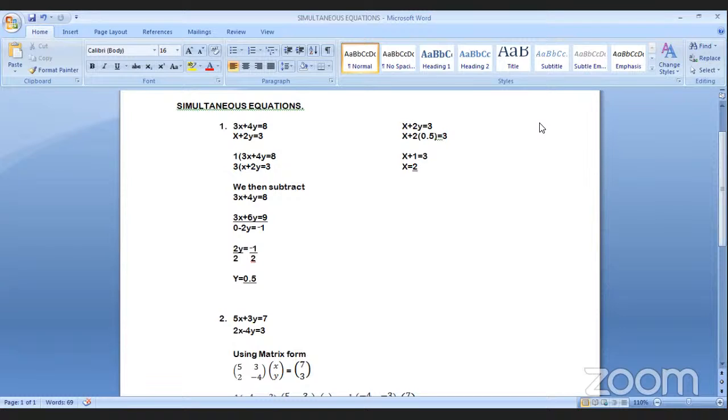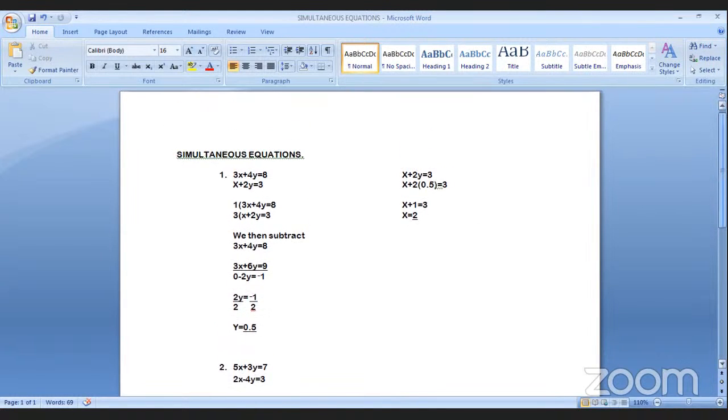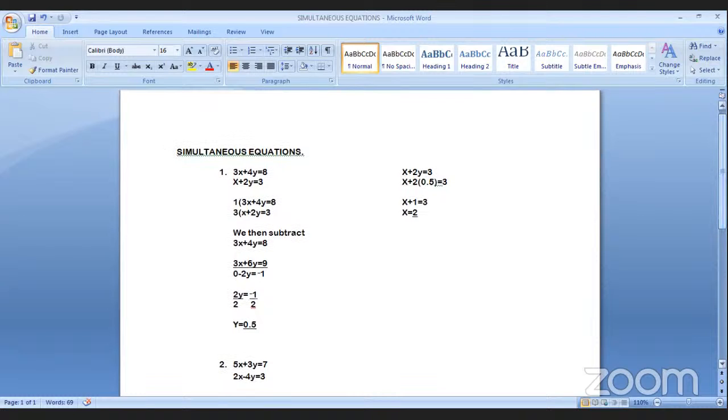Is that okay? Yes, let us try and substitute and see. 3 times 2, that is 6. Then 4 times 0.5 is 2, so 4 plus 6 plus 2 is 8. Then when we come to the second equation, x is 2 plus 2 times 0.5 is 1 plus 3. So the answers are correct.